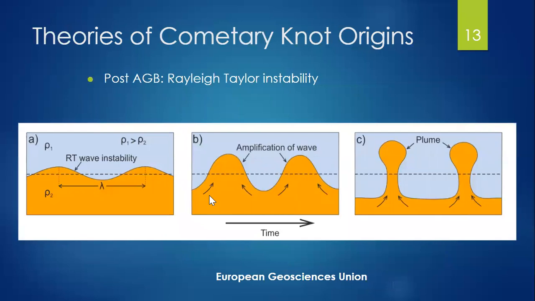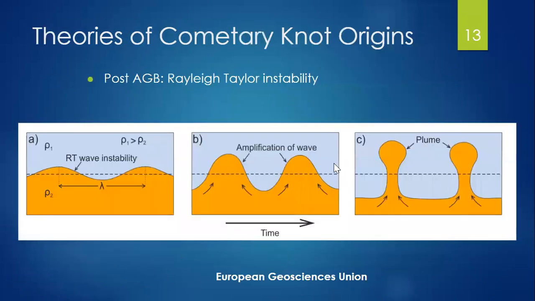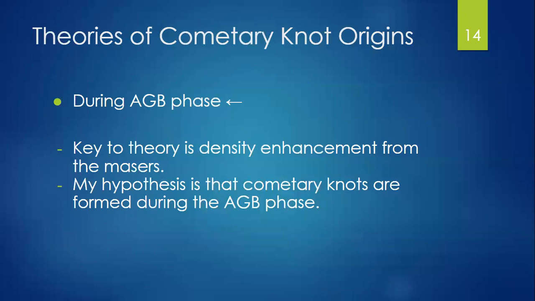Well, there are two main theories for the origins of these cometary knots. One is that they form after the AGB phase through Rayleigh-Taylor instability. What happens is that you have two substances, let's say two gases or liquids, that have two different densities. Imagine this is the ionized gas, or the ambient gas coming in at high velocities with one density, and you have the molecular material with a different density. As the gas passes by, as you can see, it creates an amplified wave and a plume. And they kind of represent what we see in that cometary knot picture as the gas passes by. That's one theory: the ionized gas passed by, sculpted these knots, and continued tracking out, and that's why we have tails. Another theory is that they're formed during the AGB phase.